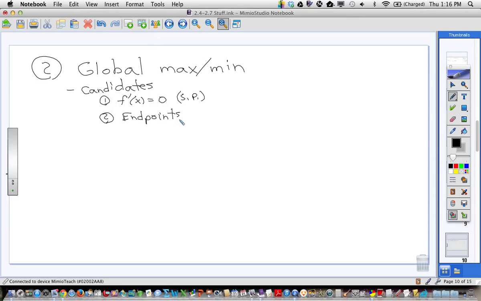So we're going to find those points. We're going to find where f prime is 0, the endpoints are usually given to us, and we're going to plug those into the original function using a list of candidates, and that's going to be our global max and our global min. That's it. That's the only place they can be.